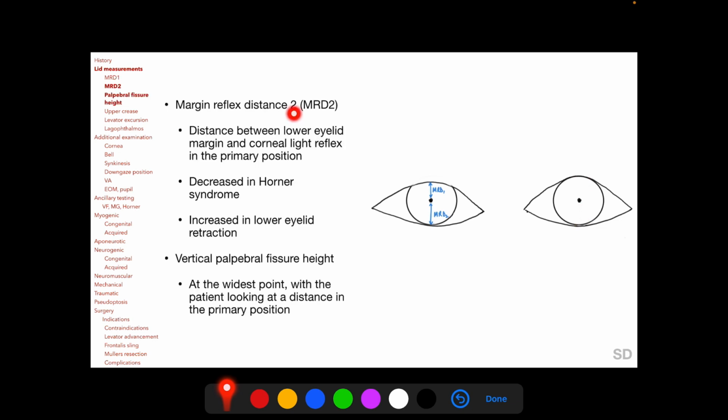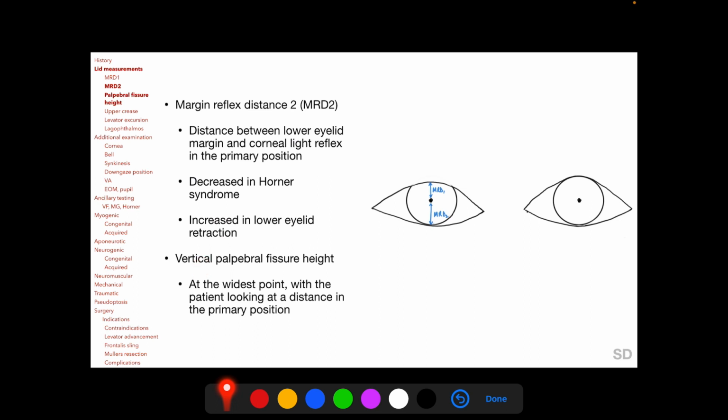Margin reflex distance 2 or MRD2 is the distance between the lower eyelid margin and the corneal light reflex in the primary gaze position. It is decreased in Horner syndrome where there is decreased sympathetic innervation to both the superior tarsal muscle or the Muller's muscle as well as the inferior tarsal muscle, so that there is inferior displacement of the upper eyelid margin and superior displacement of the lower eyelid margin, and the superior displacement of the lower eyelid margin can be detected with MRD2. MRD2 is increased in lower eyelid retraction in situations such as following blepharoplasty.